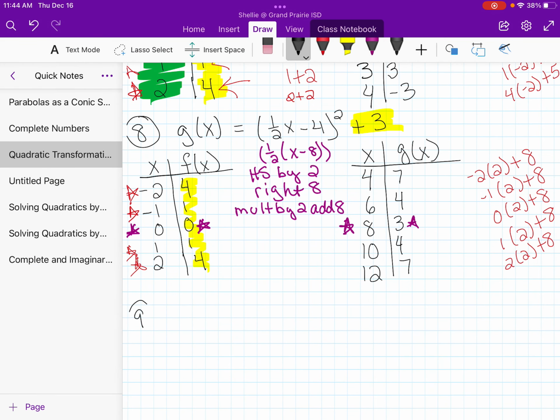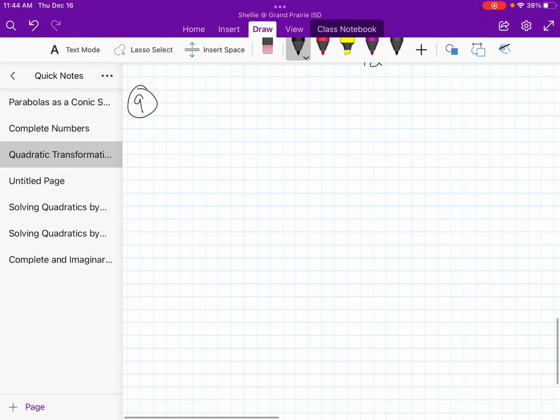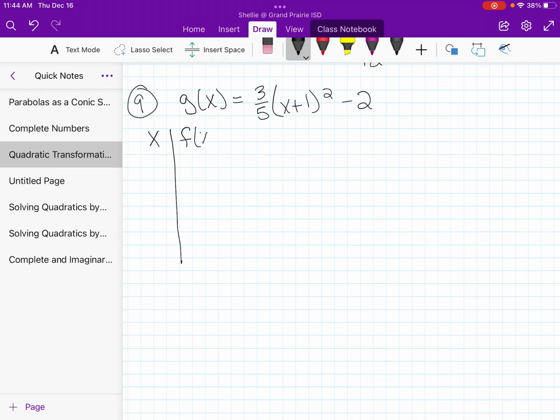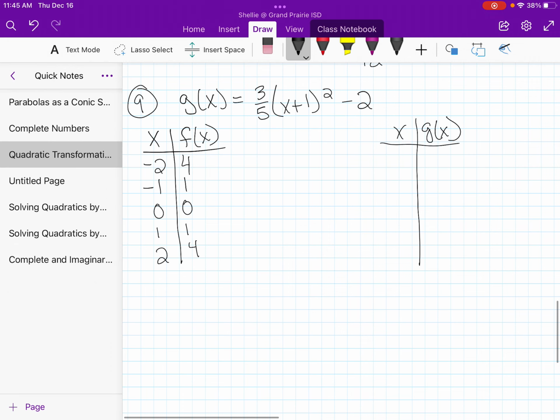Example 9. So let's say we have g of x is equal to 3/5 times (x plus 1) squared minus 2. So first, take a minute and write down your parent function table. Then we're going to create a table for g of x. Now, take a minute and pause the video, see if you can make this table on your own. Feel free to use fractions. Fractions are our friends.